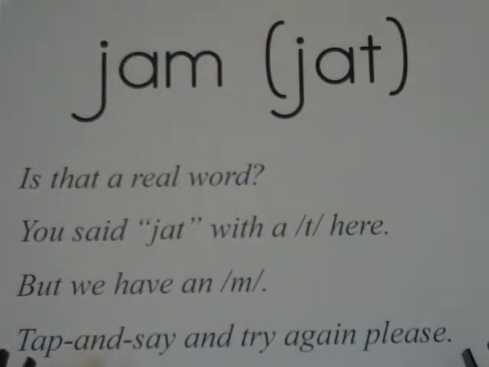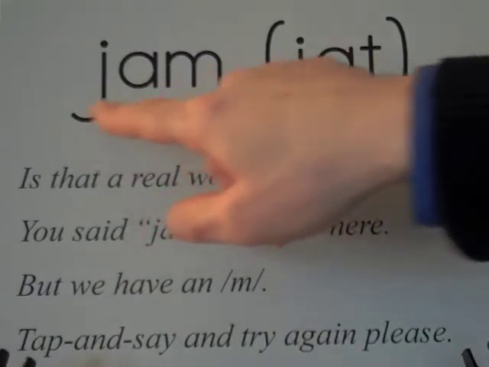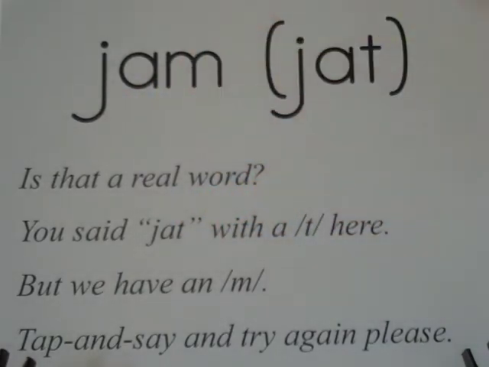If a student looks at the word jam, for instance, and says jat, and this was on an isolated list of words, you would say, "Is jat a real word?" And after the student responded, you would say, "We better try that word again," and then go on with the regular correction. You said jat with a t here, but we have an m. Tap and say, and try again, please.